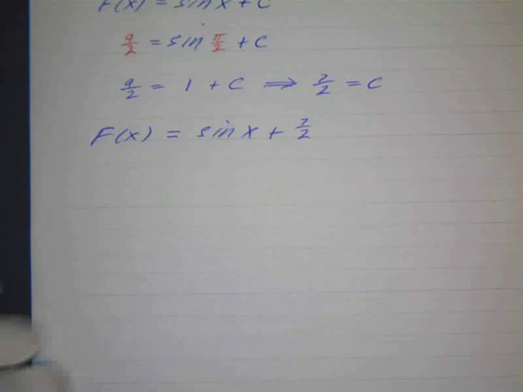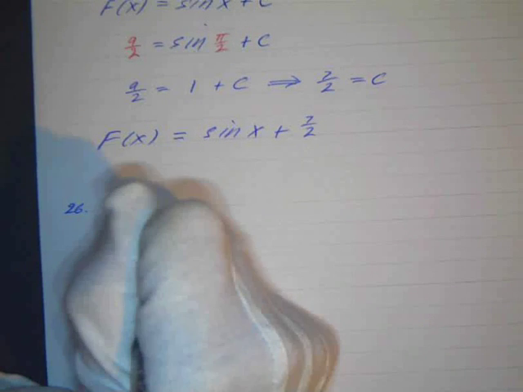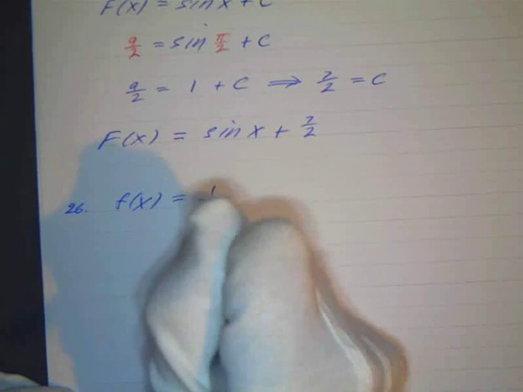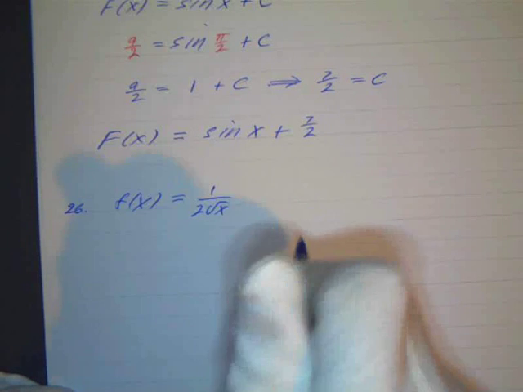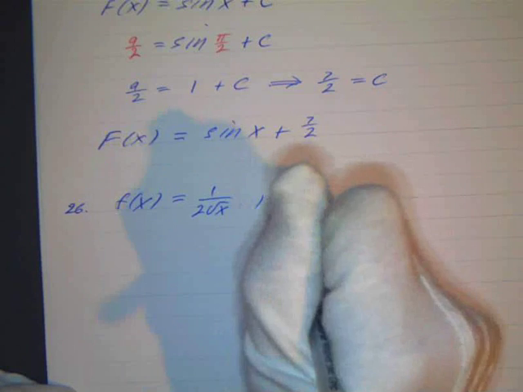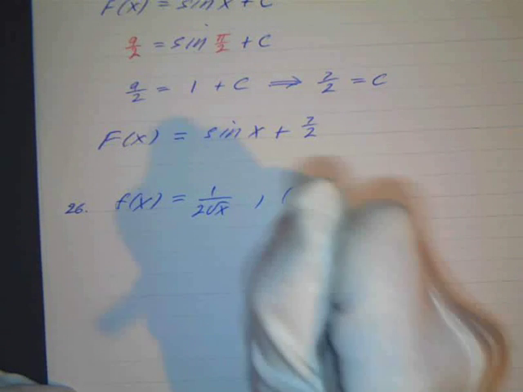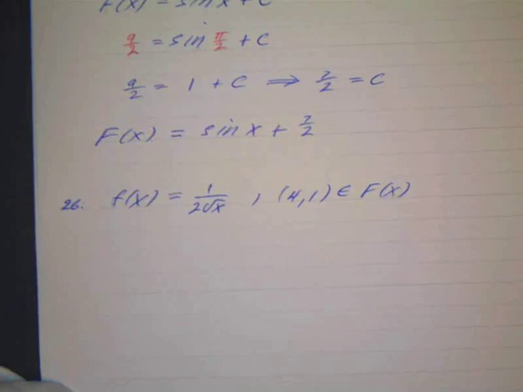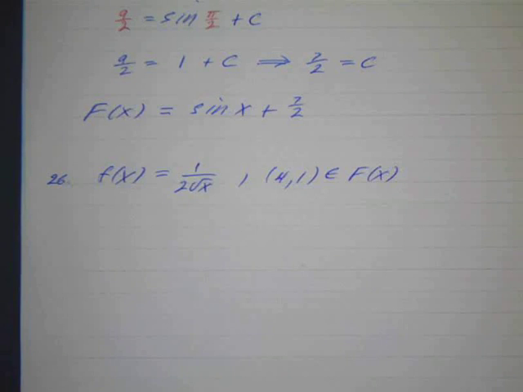Okay, 26. F of x equals 1 over 2 times the square root of x. And my given value is 4,1. The point 4,1 belongs to the antiderivative. That's what we're looking for. Okay? Now, if you haven't done this, you can always just pause the video, try the problem, and then come back and check to see if you did it correctly.